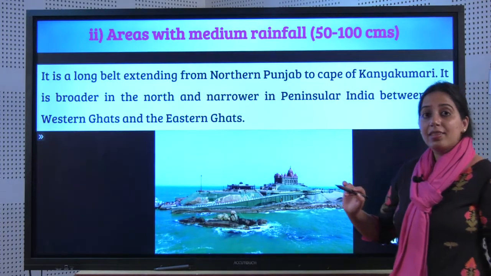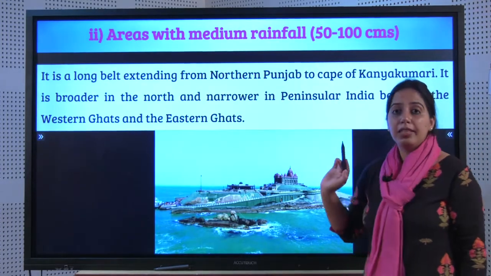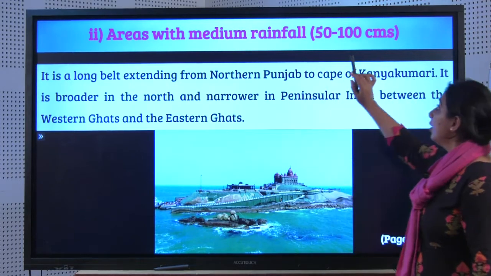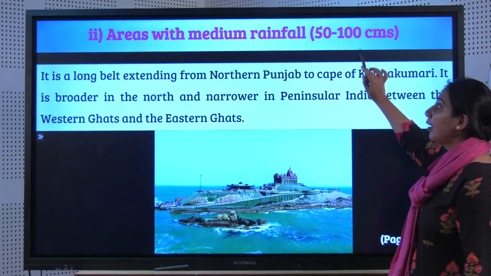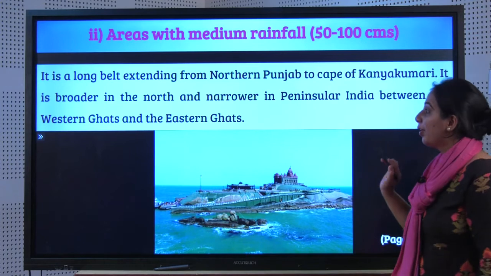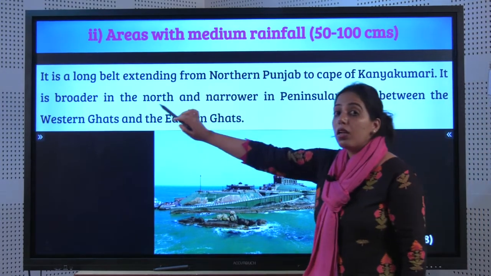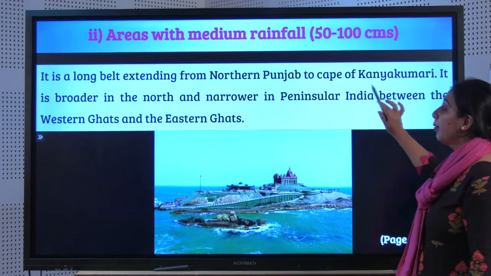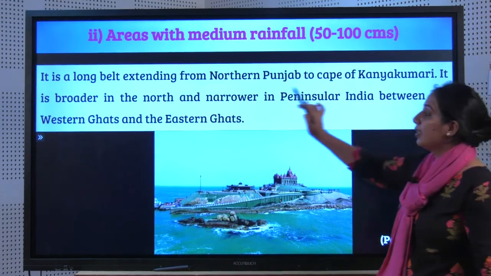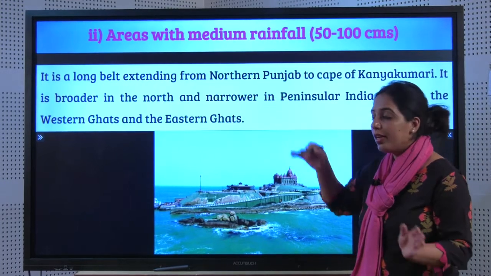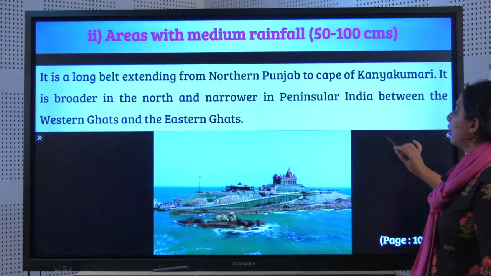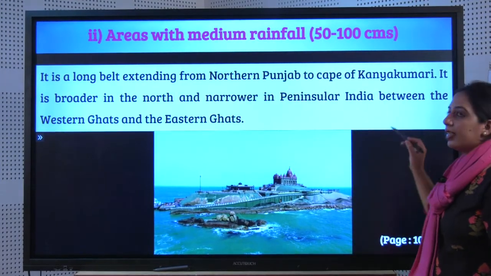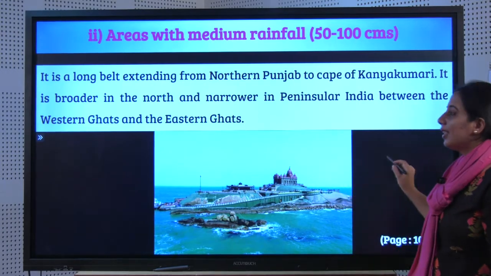Now, let us learn about areas with medium rainfall. What is the definition? 50 to 100 centimeter of rainfall. It is a long belt extending from northern Punjab to Cape of Kanyakumari. It is broader in the north, narrower in the south. In peninsular India, it's between the Western and Eastern Ghats.